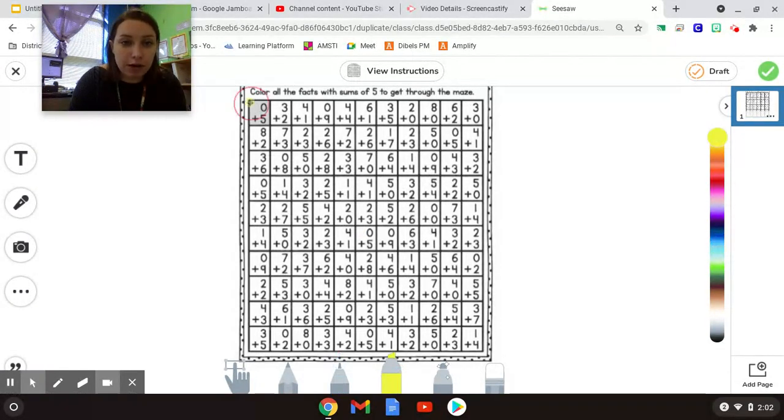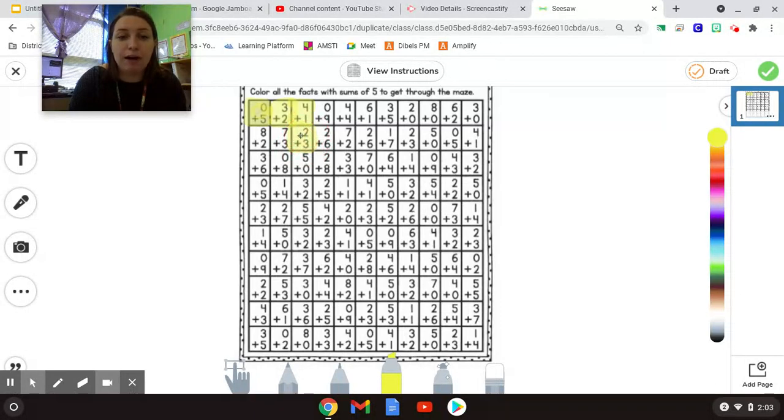So it already started me off here, so this is the first one. And then I look around it, because they've got to be touching to get me out of the maze. Does that equal 5? No. Does that equal 5? No. Does this equal 5? Yes. So this one gets colored. Okay, now I got to look around this one. Does this one equal 5? Yes. Okay. Does this one equal 5? No. What about this one? Oh, yeah. So I'll color it.